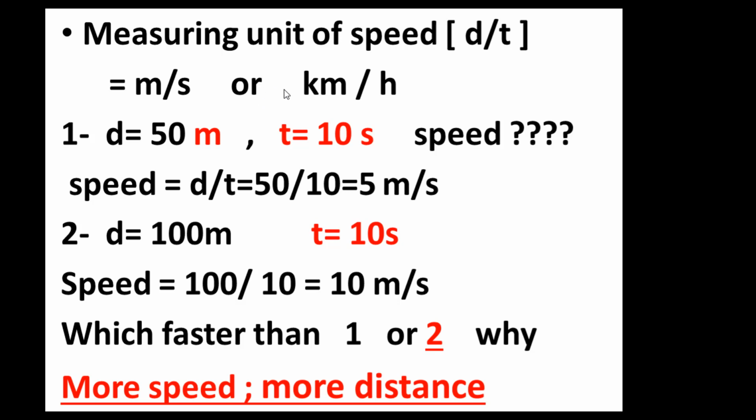The measuring unit of speed, as mentioned before: the measuring unit of distance is meter, the measuring unit of time is second, so the measuring unit of speed is meter per second. Or the measuring unit of distance is kilometer, the measuring unit of time is hour, so the measuring unit of speed is kilometer per hour.